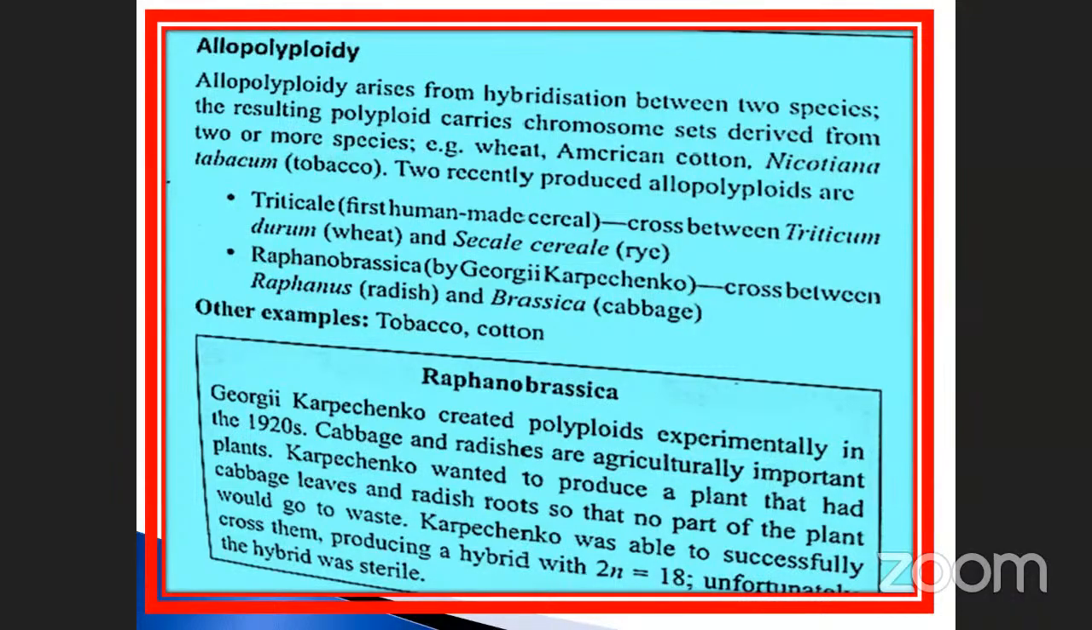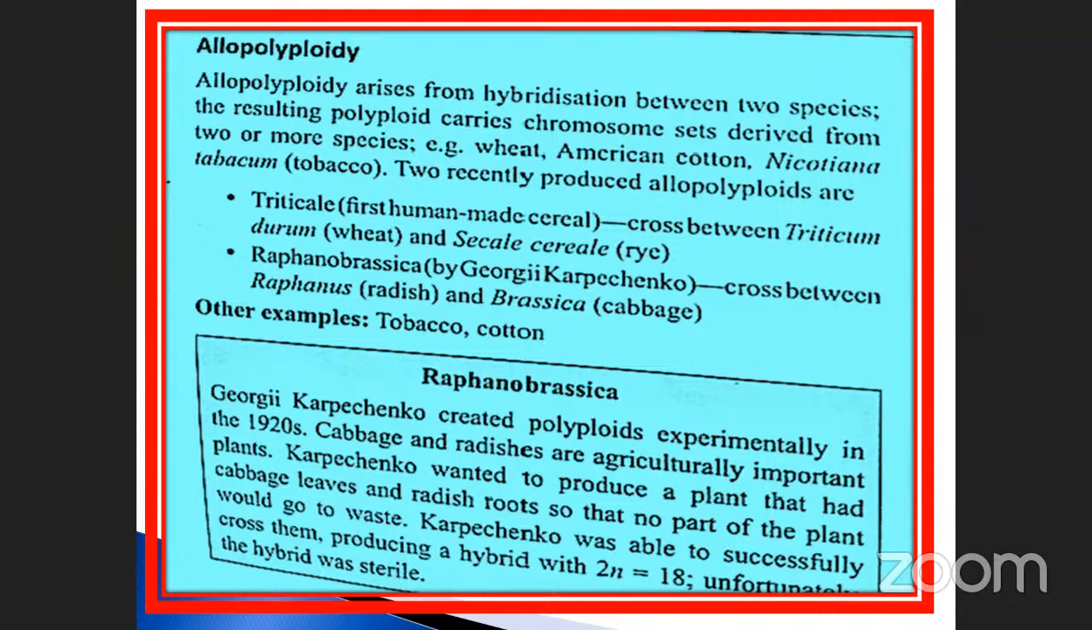We need both characters in a single plant. The upper part is used and the lower part is also used. So we have to cross these two, and we will get the pomato. Already I told you. Likewise, Georgii did the same with radish and cabbage. As a result, what happened? He invented a new species also. That is very, very important here.